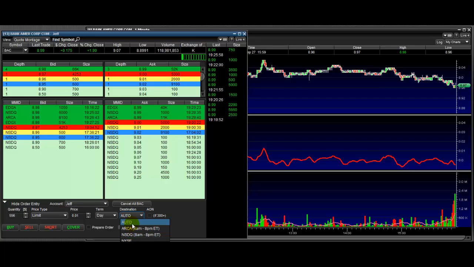I recommend using auto during the market to make sure you keep your commission down. So that's just a quick explanation of what type of destination you would use for pre-market and after hours.